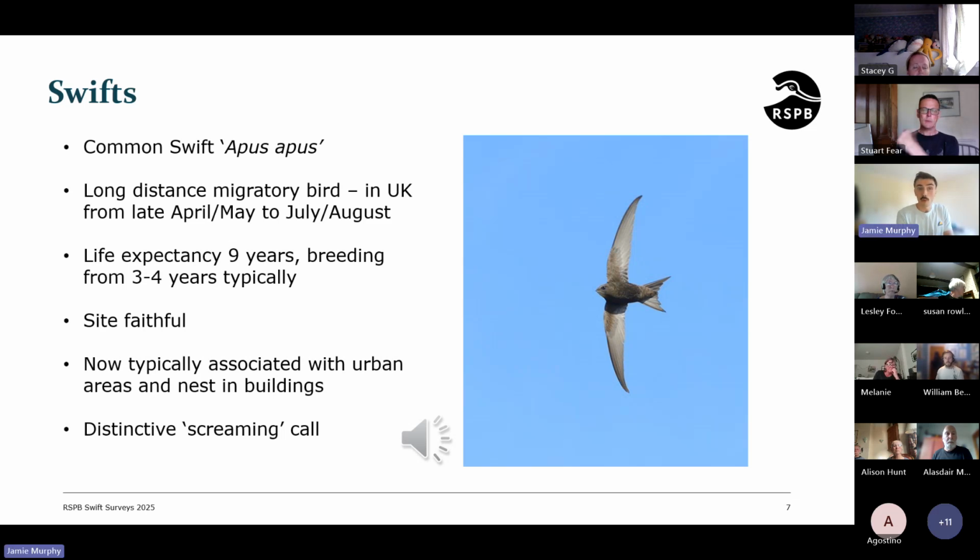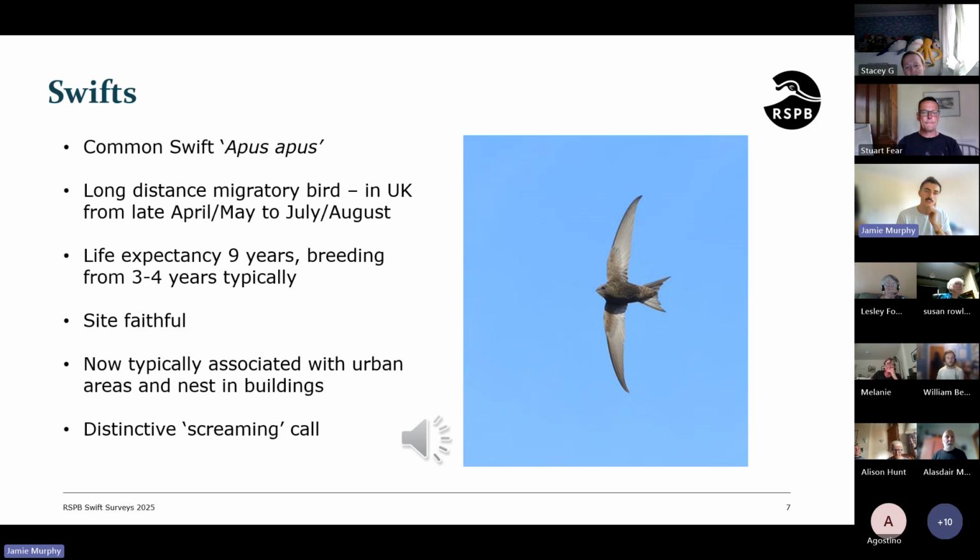Yeah, we're talking about the common swift here. So the Latin name for common swift is Apus, and this gives a bit of a clue to the lifestyle of swifts. Apus actually means no feet in Latin. You'll find out why. So they're a long distance migratory bird.